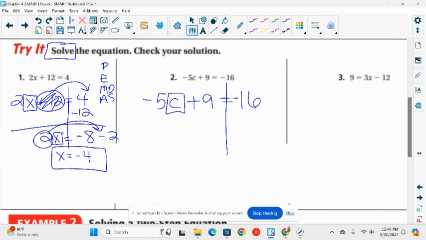So what are we going to move first? We're going to move the 9. Why are we moving the 9? Right. It's at the bottom of PEMDAS, and that's where we want to start. So the opposite of addition, subtraction.